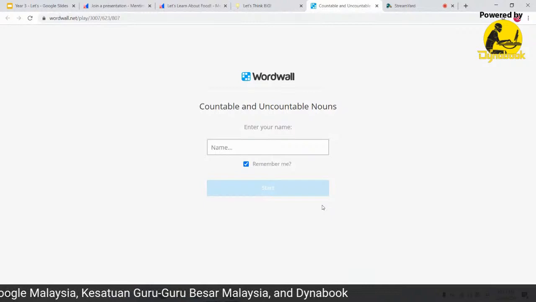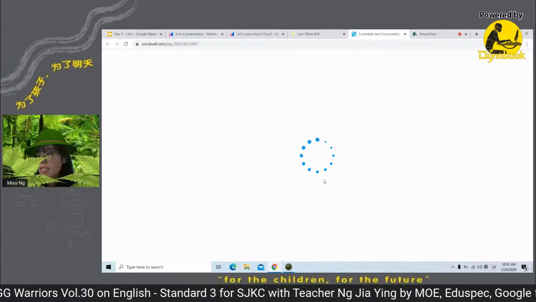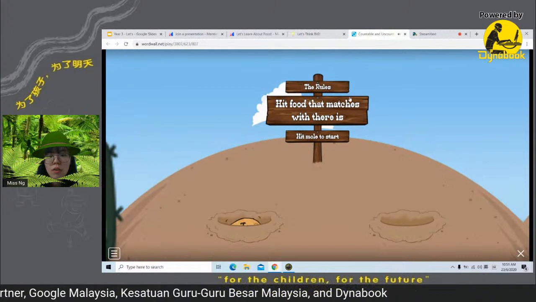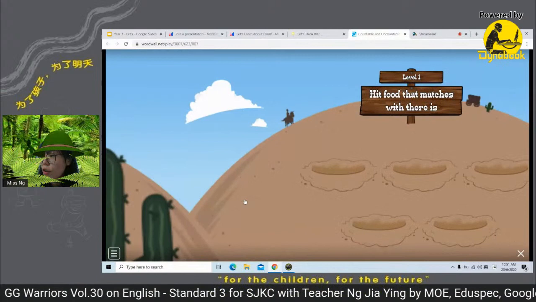I have also posted one game here for you to play after the lesson, everyone. It is also the same: you type in your name and then click start. This game is called Whack-a-Mole. Very easy. When I click start, eat the food that matches. There is one, so just hit it. There are a few more levels in the game, so you can go into the game and try it out.